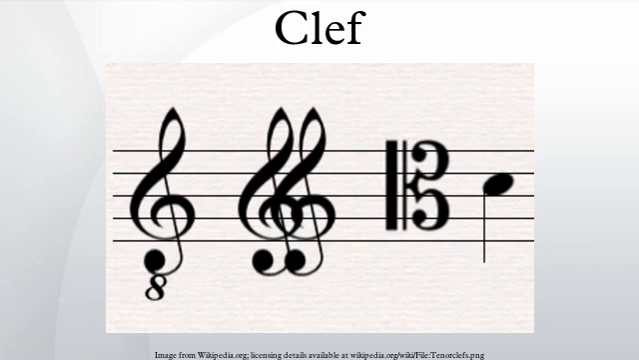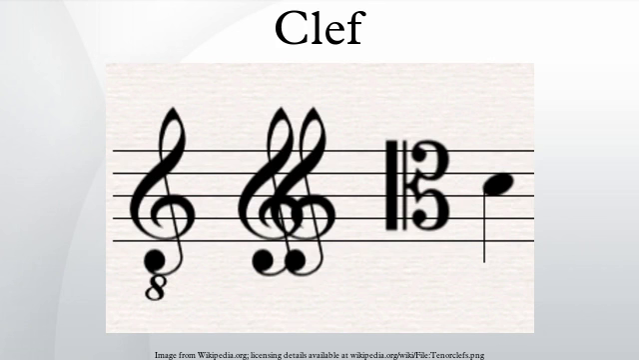A clef is a musical symbol used to indicate the pitch of written notes. Placed on one of the lines at the beginning of the stave, it indicates the name and pitch of the notes on that line. This line serves as a reference point by which the names of the notes on any other line or space of the stave may be determined.